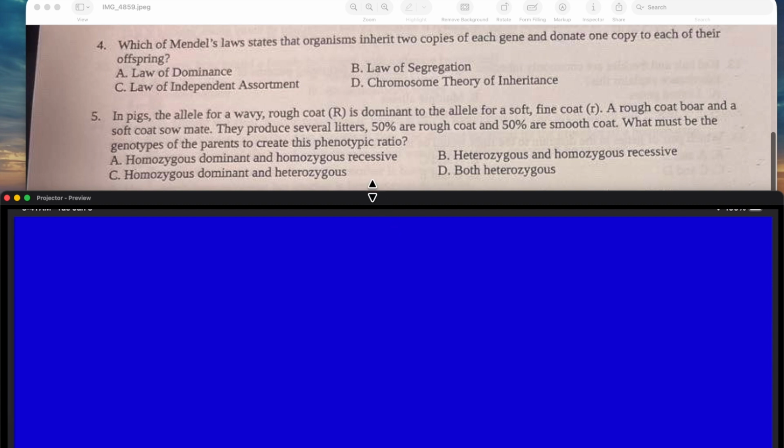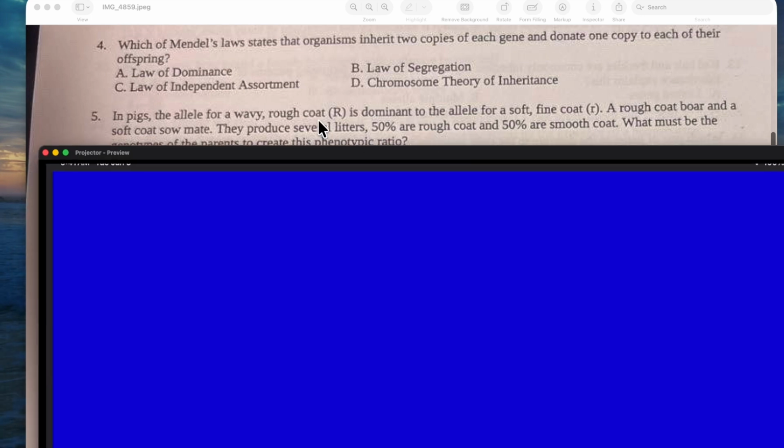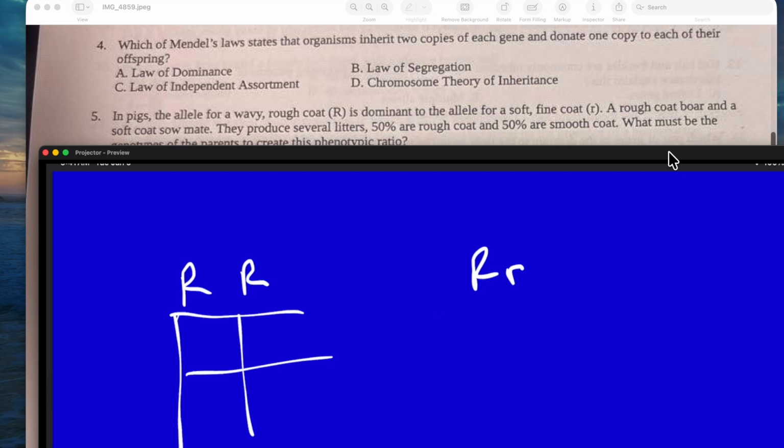Next, we are told that in pigs, the rough coat allele, capital R, is dominant to the soft fine coat, small r. If a rough boar and a soft sow mate, they produce several litters. 50% are rough, 50% are smooth. What must be the genotypes of the parents? Okay, when they say a rough coat boar, we don't know if that is RR or Rr, because either way, the phenotype would be rough.